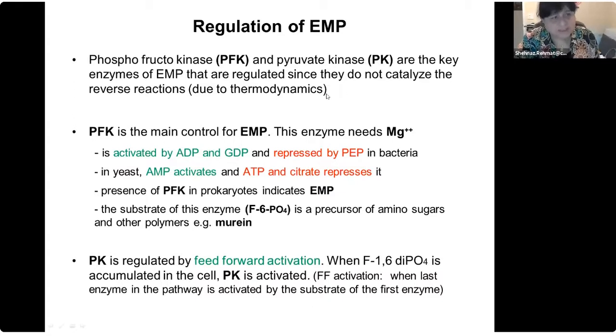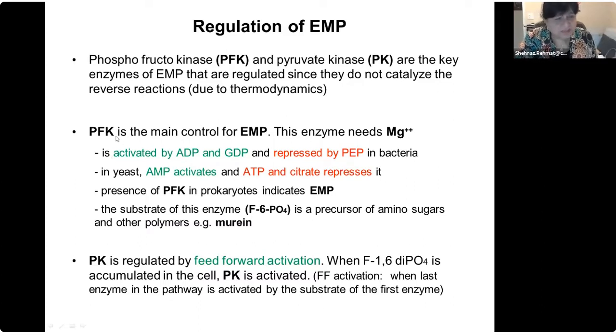that do not catalyze the reverse reaction, and this is due to thermodynamics, of course. These are the only exclusive enzymes in your EMP that are not reversible, and therefore your EMP pathway will be regulated by these two enzymes. So PFK is the main control for EMP. This enzyme also needs magnesium ions.